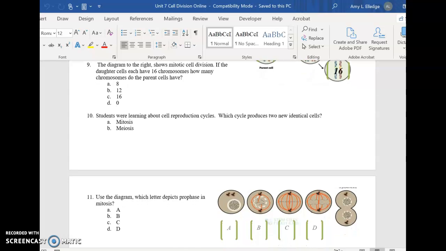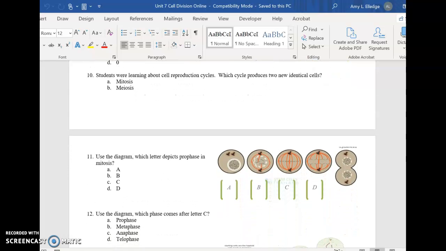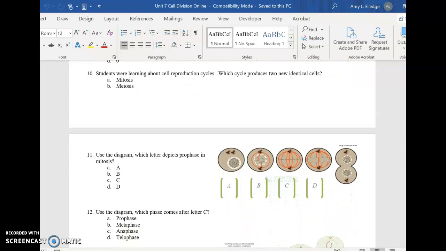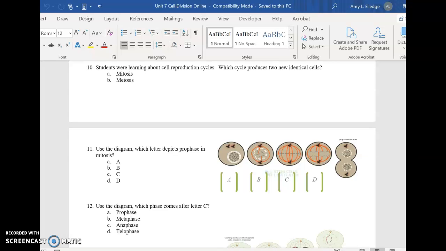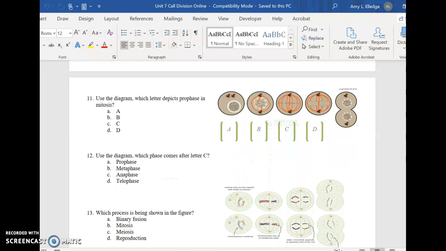Looking at 10, students were learning about reproduction cycles. Which cycle produces 2 new identical cells? So you're only making 2, and they're the same, and you could use the previous question as a clue. That's mitosis, all right? Meiosis is me is sexy. That's your sex cells. They are not going to be identical. Everyone's different, and that's why you're different from your brothers and sisters.